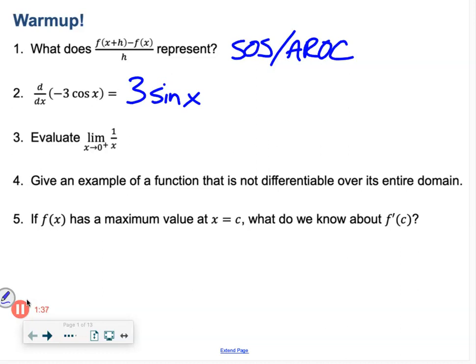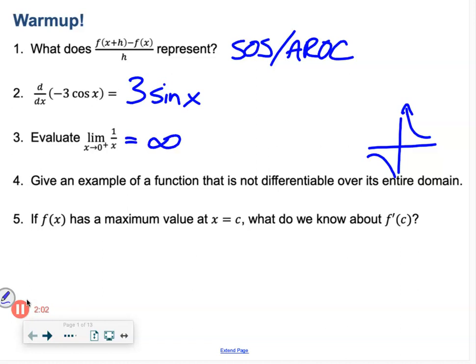The limit as x approaches 0 from the right of 1 over x, it helps if you know the graph. But even if you don't know the graph, you can pick a number real close to 0, like 0.1, and just see if you get a positive or a negative. You get a positive. If you know the graph of 1 over x, as x approaches 0 from the right, you're pointing up to positive infinity. So there was one group that said negative infinity, but it should be positive infinity.